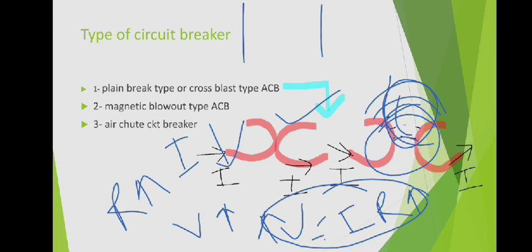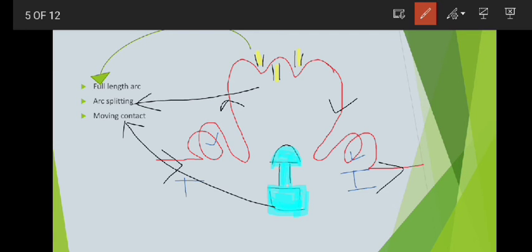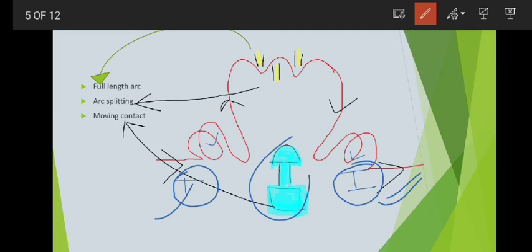Then let's see the magnetic blowout type air circuit breaker. That is our magnetic blowout type air circuit breaker. Here current I will be passed through that element and current I will be output here. That is the input current, that is the output current, and that is the moving contact. The arc splitting occurs here, and the full length arc will occur in this region.